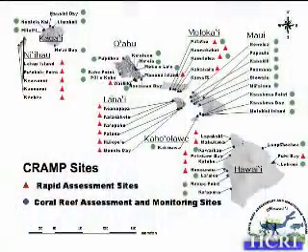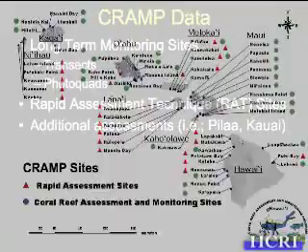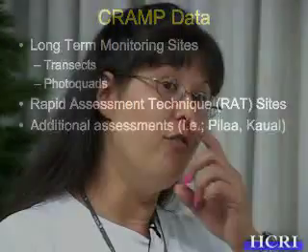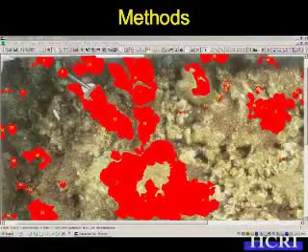Okay. Now, those of you that are familiar with CRAMP, CRAMP has established over the years 32 long-term monitoring sites, which are spotted by green, and 22 rapid assessment sites, as well as doing a number of other additional assessments like at Kauai. For this particular project, I'm going to be using the photo quadrants that were collected at the long-term monitoring sites. But for all of these, there are digital images that maybe could be used later on to supplement the demographic data.